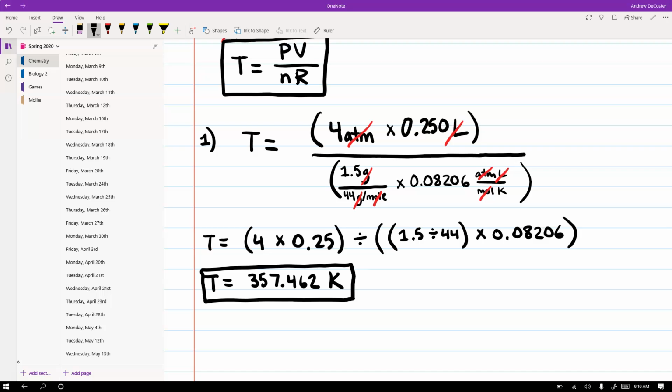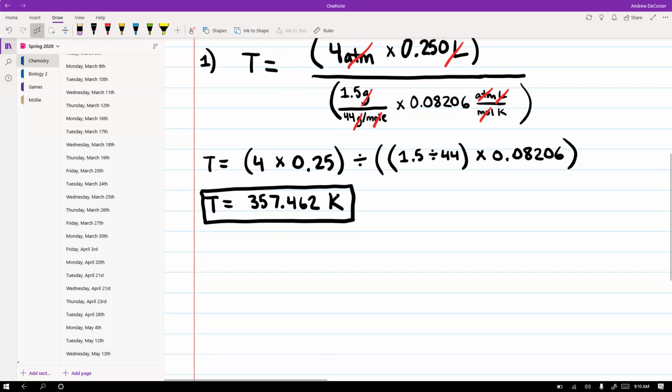Sounds really hot, but remember, Kelvin always seems hotter than it is because it starts off at 0. It doesn't have any negative numbers. It's 273 degrees higher than Celsius. So remember, 357 degrees Kelvin might not be as hot as you think.